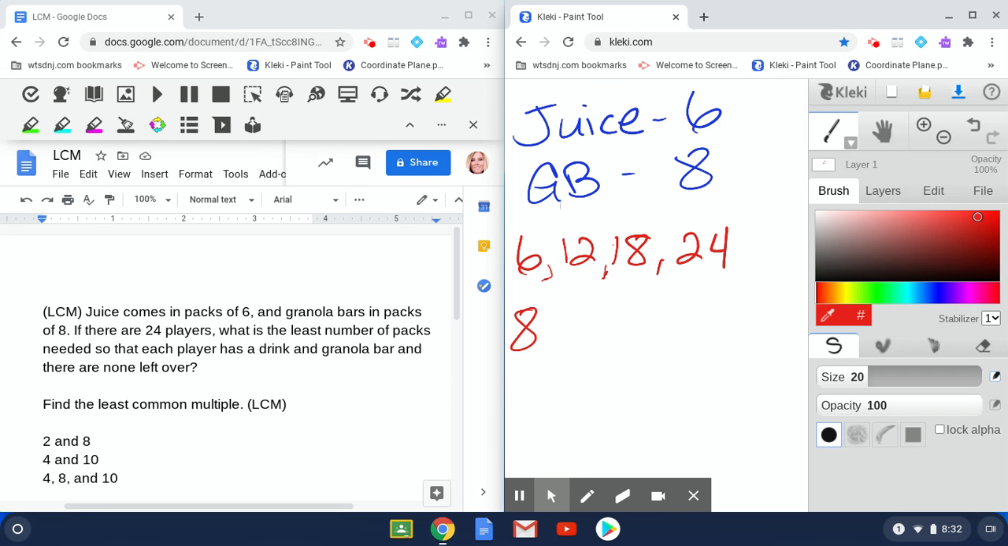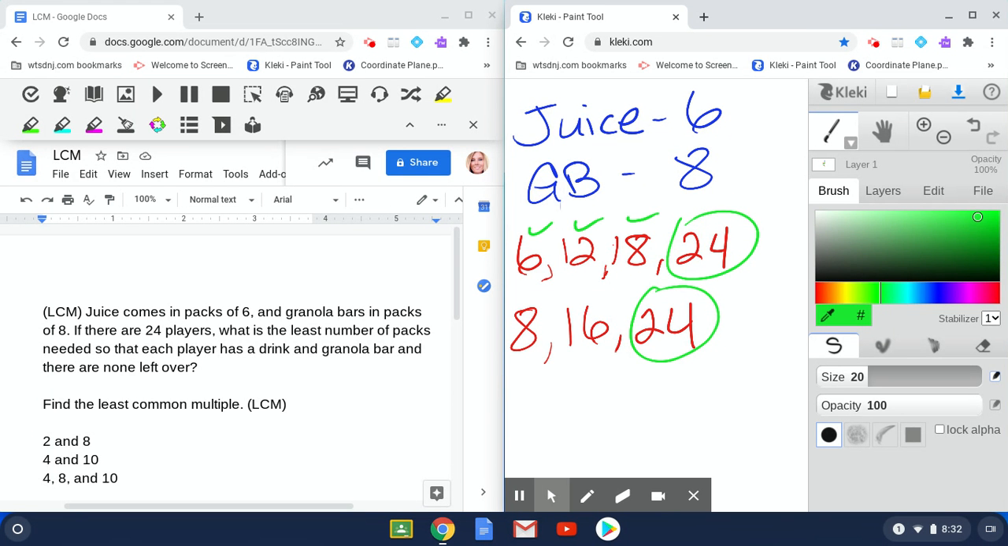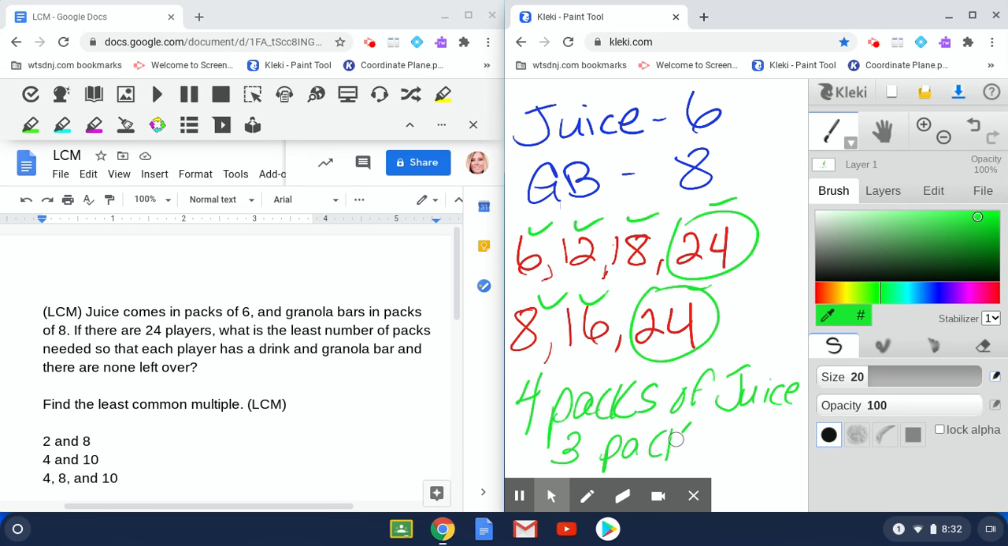So counting by eights: 8, 16, 24. So I'm stopping at 24, like I said, because there are 24 players and we do not want to have any left over. So how many packs of juice do I need to buy? 1, 2, 3, 4 packs of juice. And 1, 2, 3 packs of granola bars. All right, so here you would be finding the LCM in order to see how many packs of each.